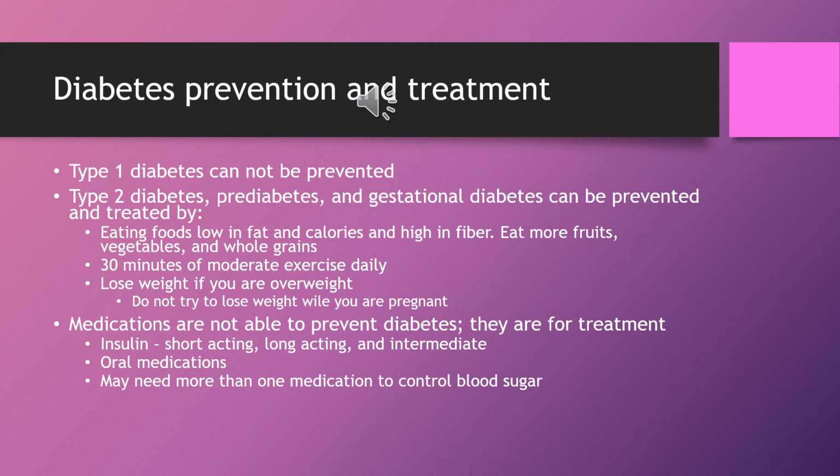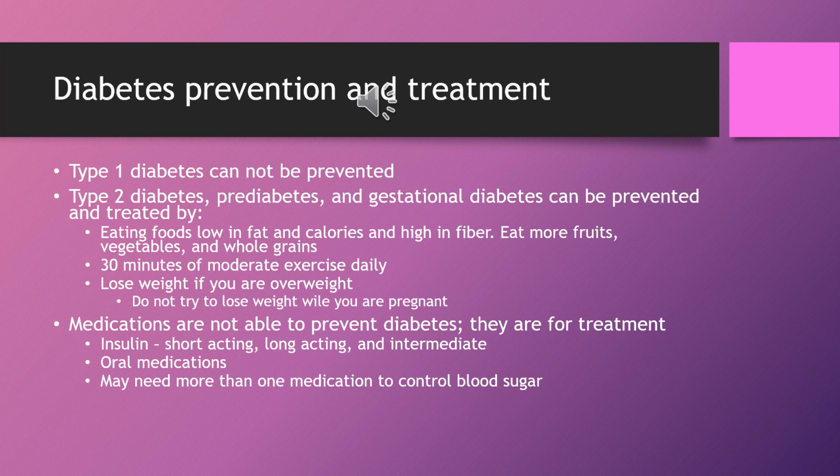Diabetes prevention and treatment. Type 1 diabetes cannot be prevented. Type 2 diabetes, prediabetes, and gestational diabetes can be prevented and treated by eating foods low in fat and calories and high in fiber. Eat more fruits, vegetables, and whole grains. Get 30 minutes of moderate exercise daily. And lose weight if you are overweight, but do not try to lose weight while you are pregnant.